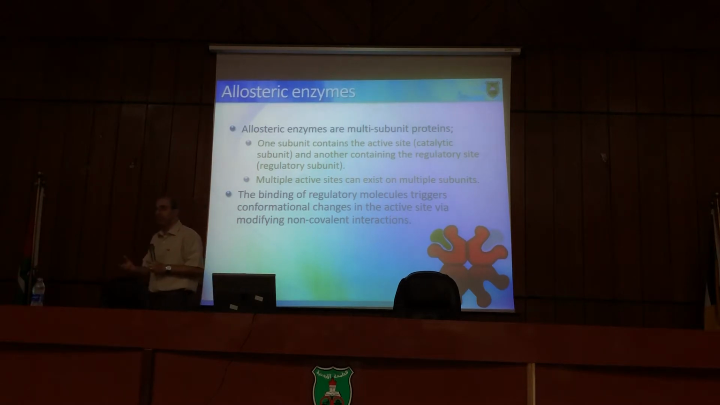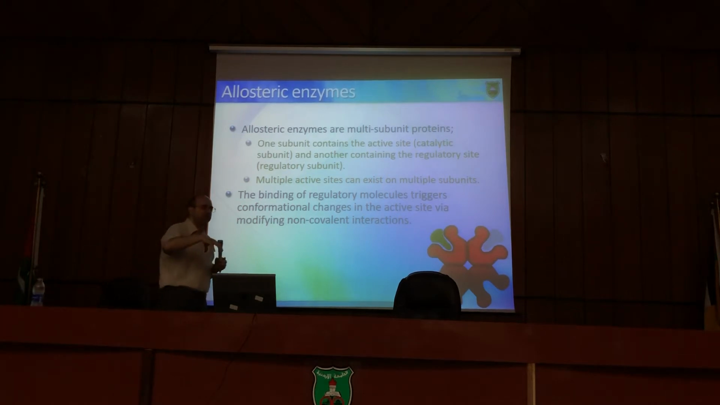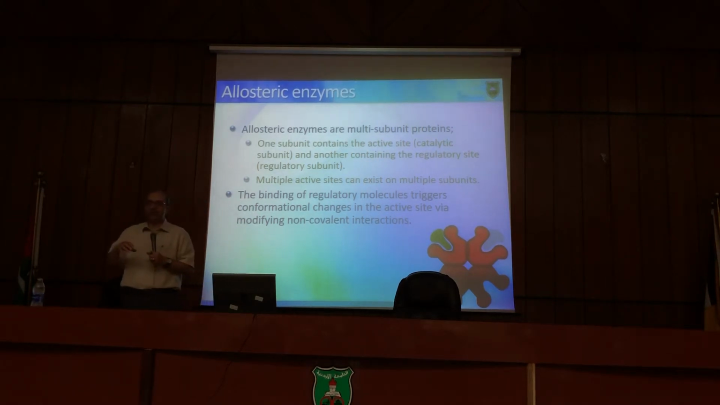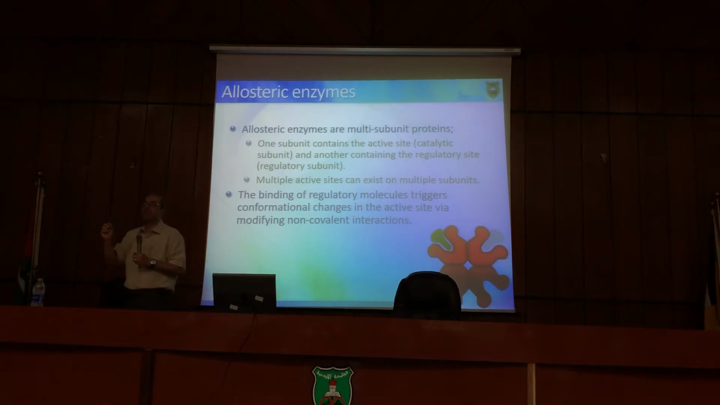Some of them have regulatory sites or regulatory subunits, and they have catalytic subunits. So they have a polypeptide that contains the active site, and they also contain another polypeptide that binds to that first peptide, and it regulates it. Now, when we say allosteric enzymes, we're talking about enzymes that have a change in their structure when they are bound to the substrate or to a regulator.